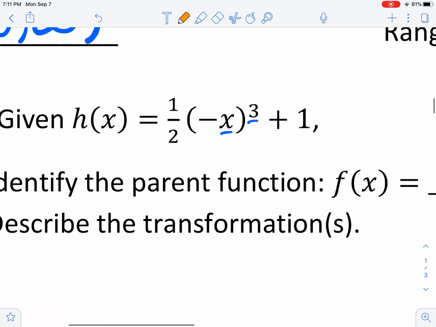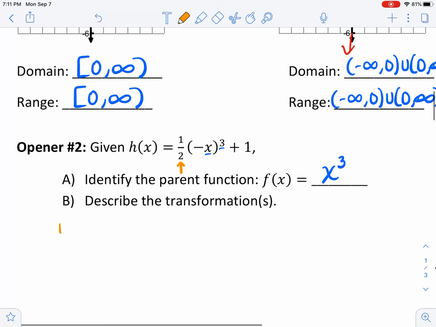I'm going to move left to right and just say what each thing is doing. So there's a 1/2 in front of the parent. So since it's in front, that's vertical, right? And it's outside the parent. Then I want to know what a 1/2 does. Usually a number bigger is what I've seen more than anything. It would be a stretch, but this is a compression.